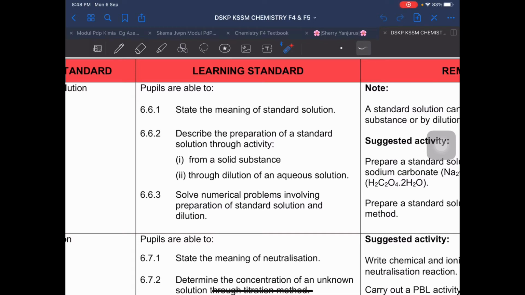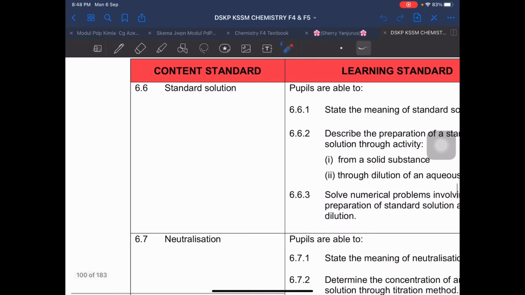Hello class, in this video today, you are going to learn about Content Standard 6.6 Standard Solution, atau in bahasa Melayu, larutan piawai.